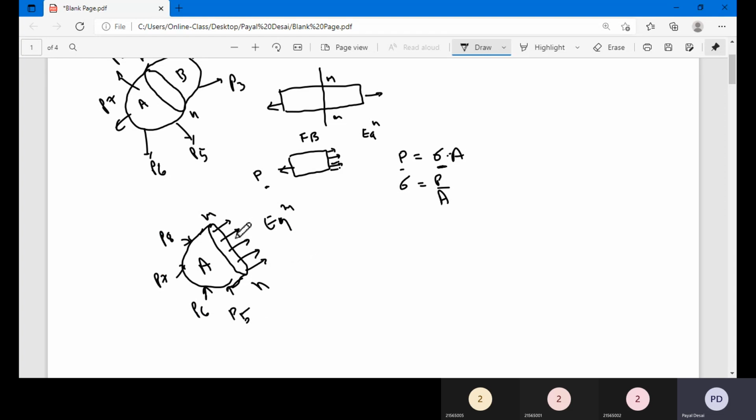Now, as long as this distribution is uniform, it is the same as this case. As long as the stress is uniform, I have already defined stress as continuously distributed forces.